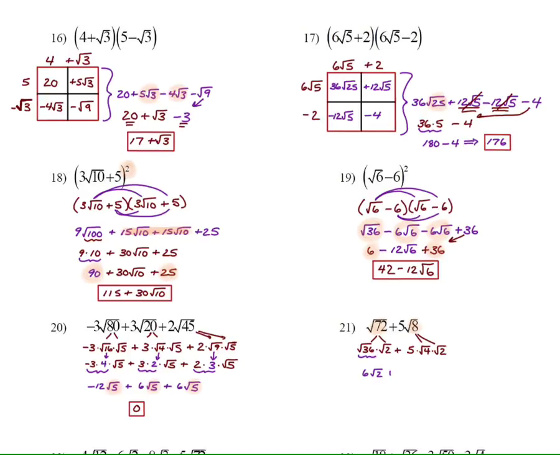And then I had that 5 on the outside. I split 8 into 4 and 2, so this becomes 5 times 2 on the outside, which is 10 root 2. So then I have 6 root 2 plus 10 root 2, which adds together, since they are the same radical, to 16 root 2.